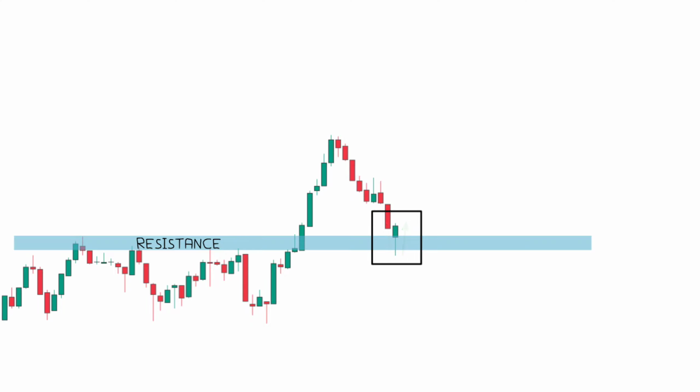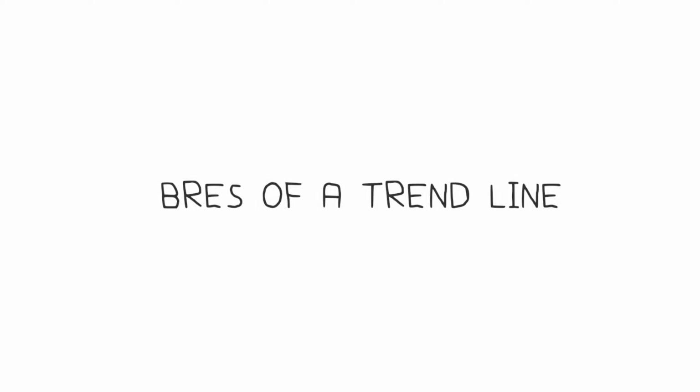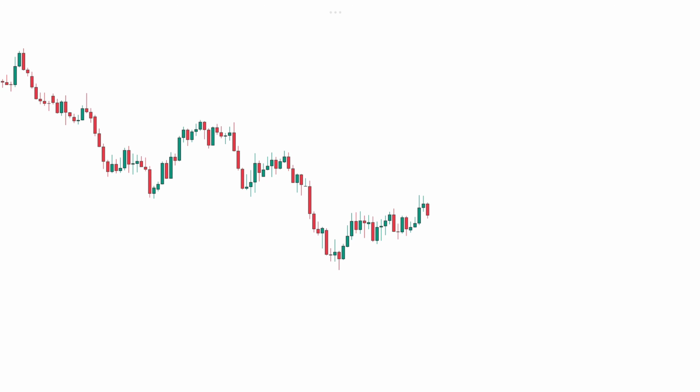Now, to further confirm that the price will continue upwards, the next candle after that was a big green candle. So this is a good opportunity to take a long entry. Break of a trend line. Another confirmation technique that you can use is called break of a trend line. This is how it works.